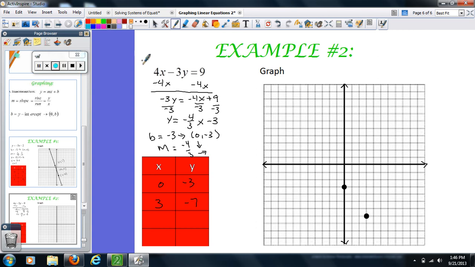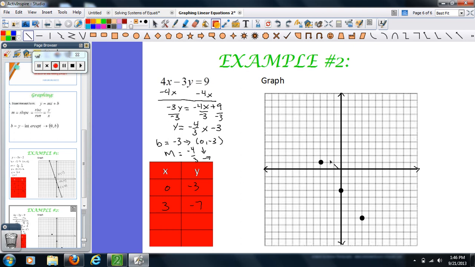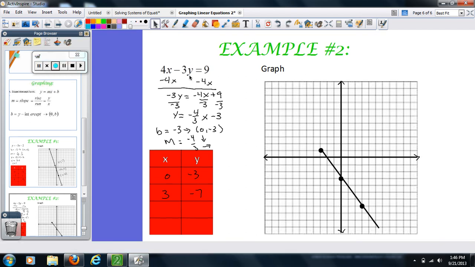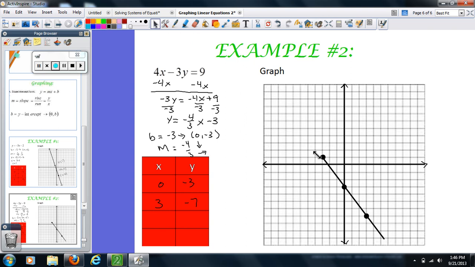Now let's go ahead and just use the slope again, and we'll work backwards. So I'm going to go up 3, 1, 2, 3, sorry, 4, and left 3, 1, 2, 3, which puts me right there. I'm now going to go ahead and graph my line, and there it is.